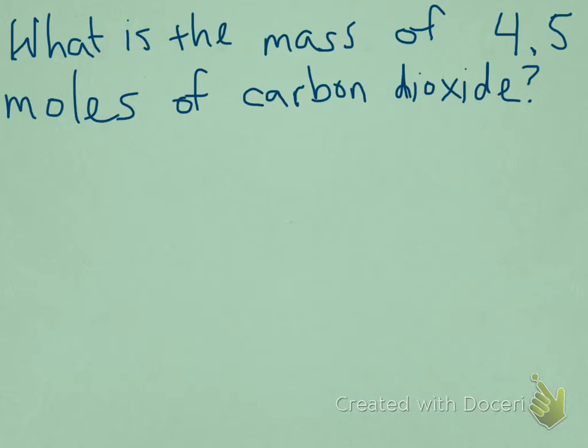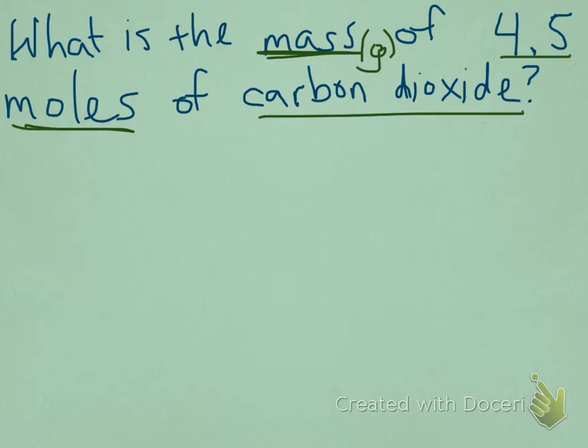Let's try one more. This time we're asked for the mass if we have 4.5 moles. So we are given moles and we're trying to figure out the mass, the amount of grams, of carbon dioxide. Hopefully you remember your prefixes. Carbon dioxide, so that means CO2. That 2 comes from the di. We have carbon and we have oxygen, but we have 2 oxygens.